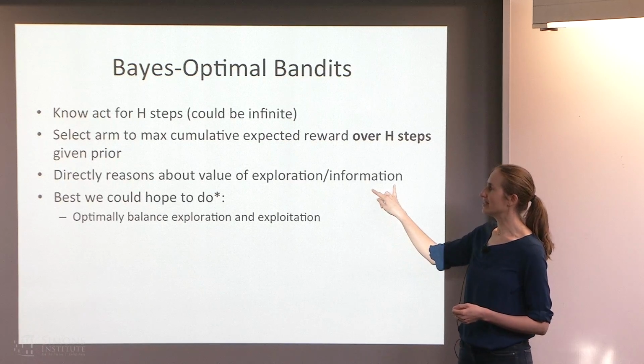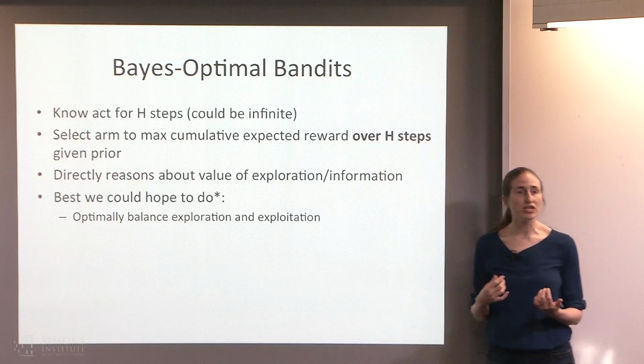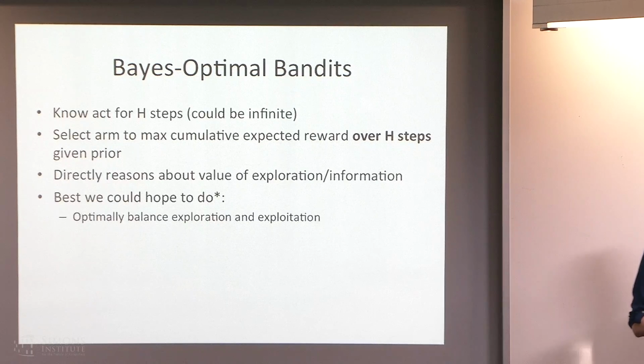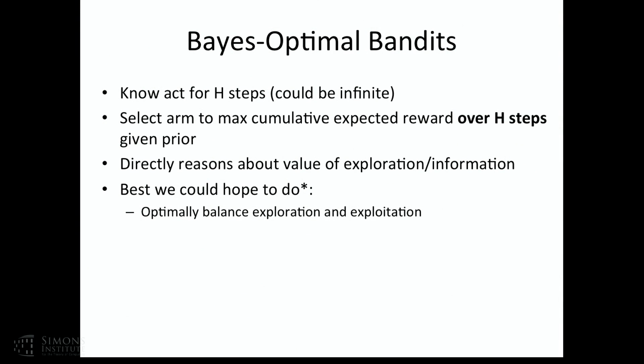So this is going to directly reason about the value of exploration versus exploitation. It's going to think hard, and it's going to say not which arm should I pick immediately, but what arm should I select so that over the next 8 steps, if I act optimally for this step and then optimally for all future steps, it is going to give me the maximum expected return. And to some extent, this is the best we could ever hope to do.